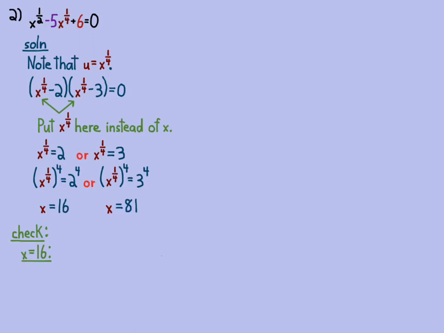Okay, I'm going to check my answers. I take 16 and plug it in the original equation, this one up here. So I have the square root of 16. That's what 1/2 power means, right? Square root. And then I have the 4th root of 16, which is the square root of the square root. And I have the 6. The 4th root of 16 is 2, because 2 to the 4th is 16, right? The square root of 16 is 4. So I get that.